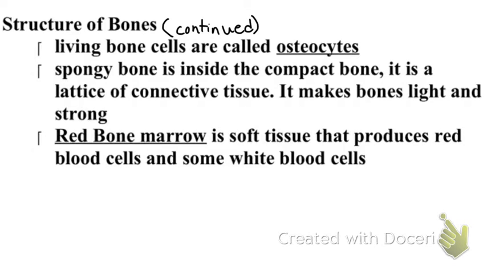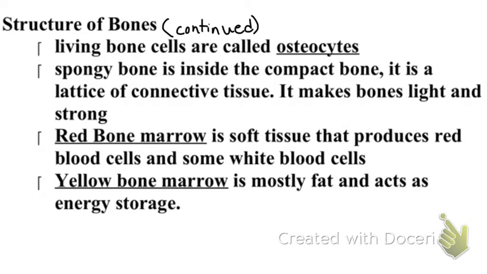Red bone marrow is soft tissue that produces red blood cells and some white blood cells. And yellow bone marrow is mostly fat and acts as energy storage.